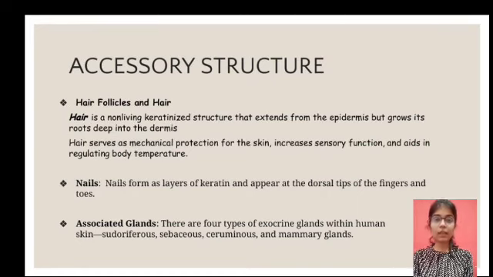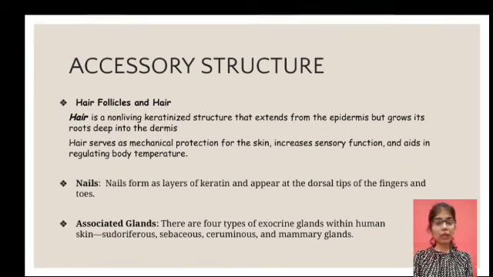For example, mammals, like the bear, is a good example, which has a lot of hair on its body because it mainly lives in a very cold or hot temperature. So to maintain homeostasis, that is to maintain a stable body temperature, they have hairs which provide mechanical protection to their body. The nails form a layer of keratin and appear at the tips of fingers and toes.